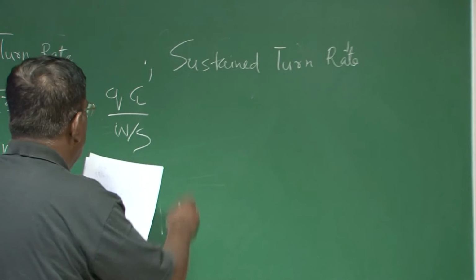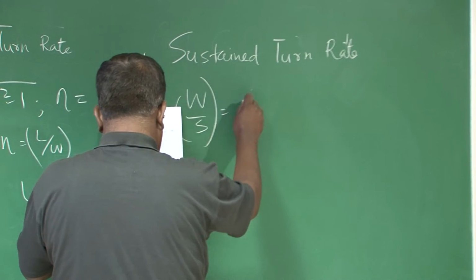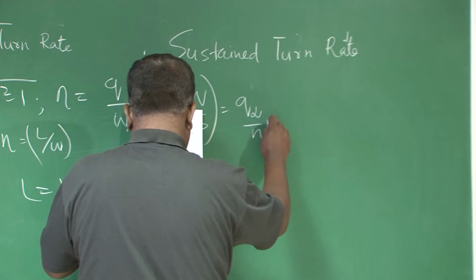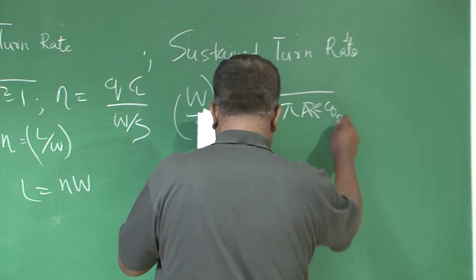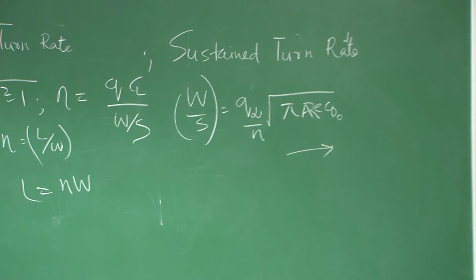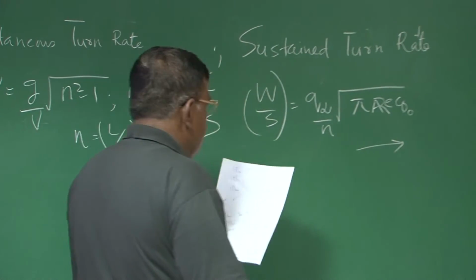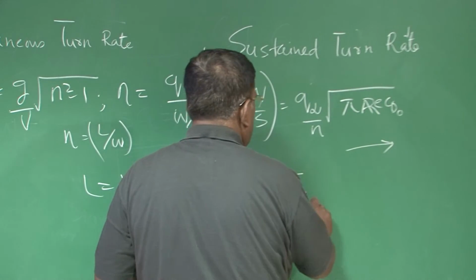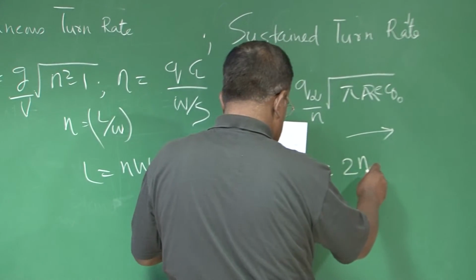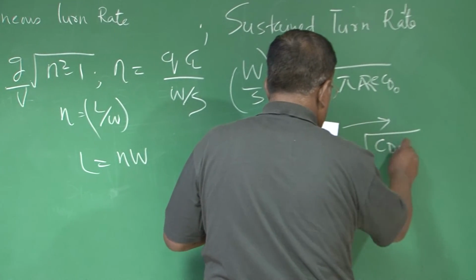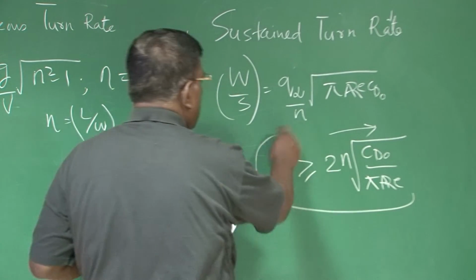And there we showed that W by S for a sustained turn rate is q infinity by n under root pi aspect ratio e CD naught. There is a word of caution that W by S for sustained turn rate may appear to be very, very low. But one good point we got: irrespective of whatever wing loading is required for sustained turn rate, T by W should satisfy this condition. This is important.